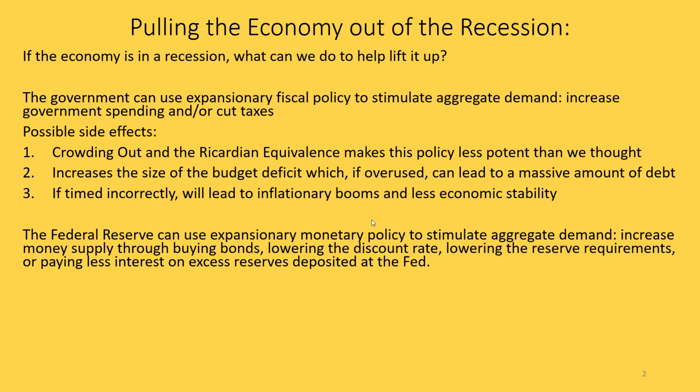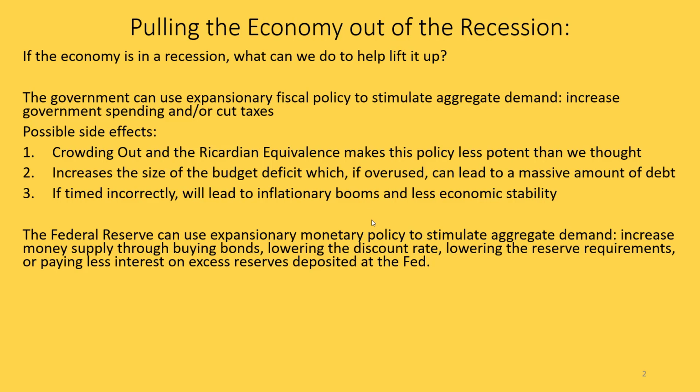Right. They can either buy bonds, right? They can lower the discount rate. By lowering the discount rate, that means that they're going to lower the interest rate they're charging commercial banks. So commercial banks will borrow more money from the Fed, which will give them more money to loan out. They can also lower the reserve requirements or make sure that banks have to hold on to less money, which will allow them to lend out more.